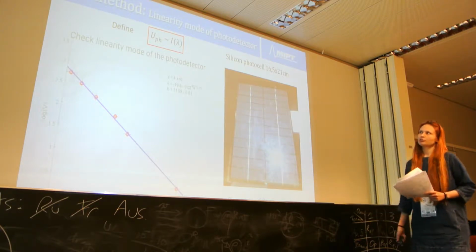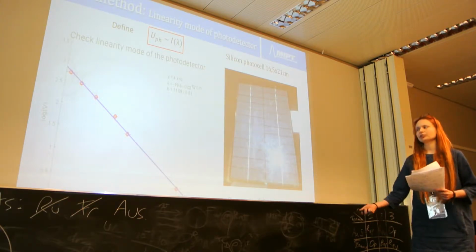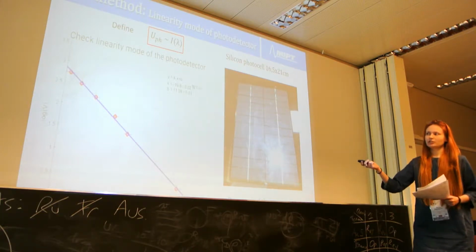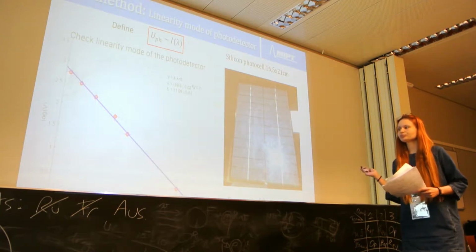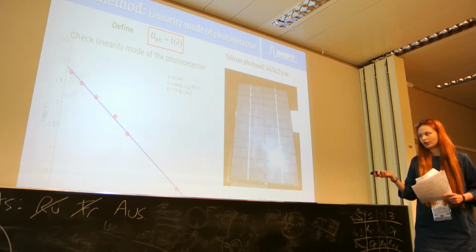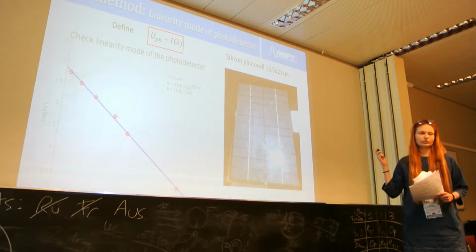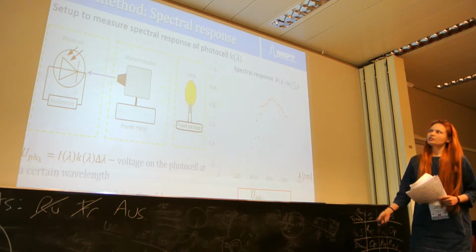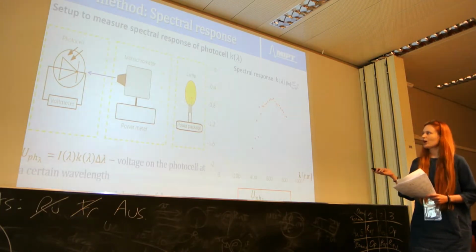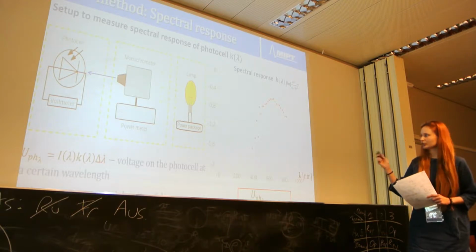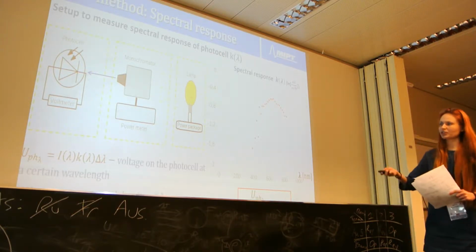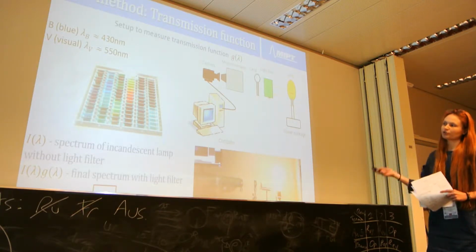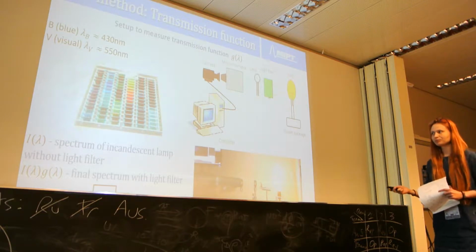The first point of the first method is the linearity mode of our detector. You can see the logarithm of voltage on the photocell against power on the lamp. This is the spectral response of our silicon polycrystalline photodetector. This is the setup for this experiment. Next, the transmission functions of light filters for this method.